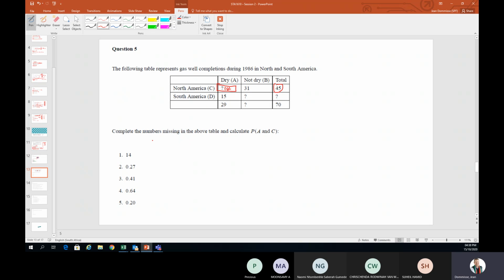Then if I need to complete the missing values and calculate the probability of A and B, what's that probability? It is 14 divided by the total, which is 70. And 14 divided by 70 will be 0.2. So option 5 will be your answer.